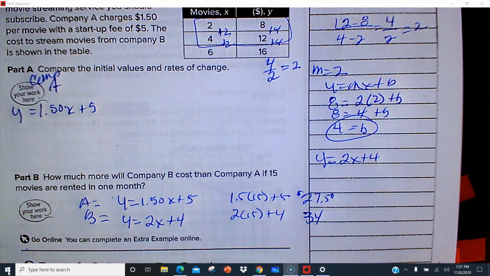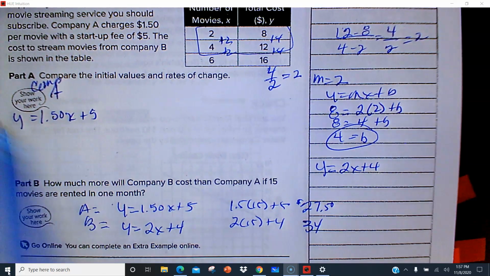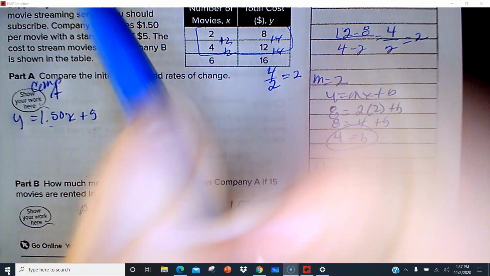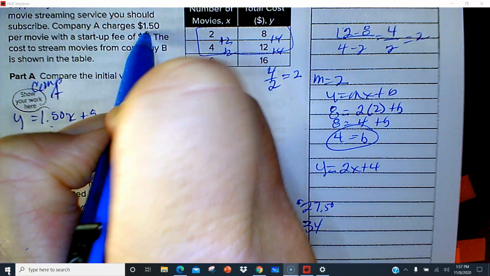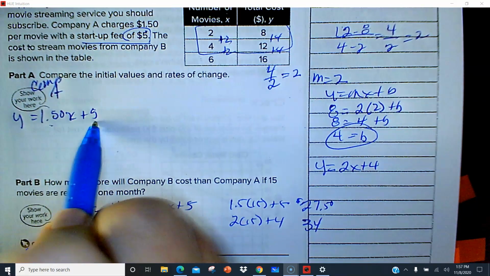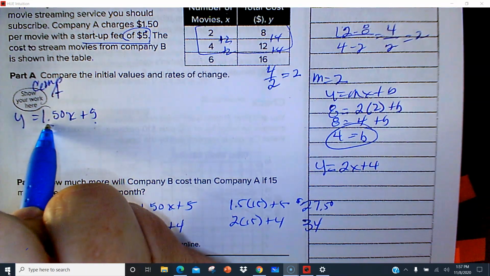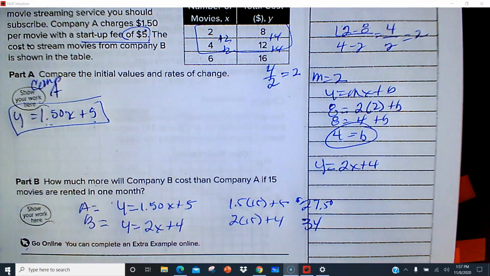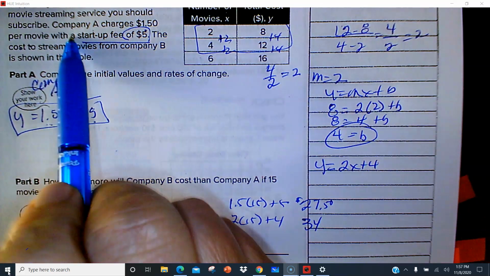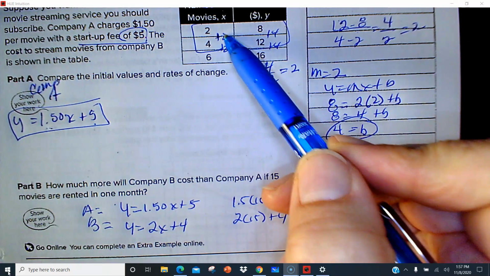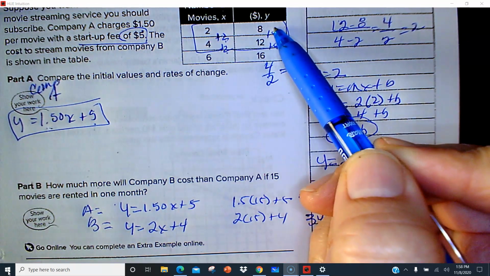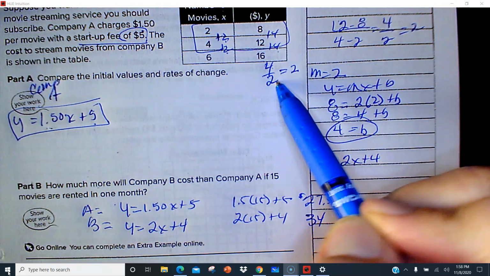Okay, hopefully you got this in there. I found that company A charges $1.50 per movie. That's my rate. With the startup fee of $5, my initial value is $5 plus $1.50 per movie. This is my formula for company A. And then here I found that if I go up by 2, I go up by 4, it's 4 divided by 2, which is 2.